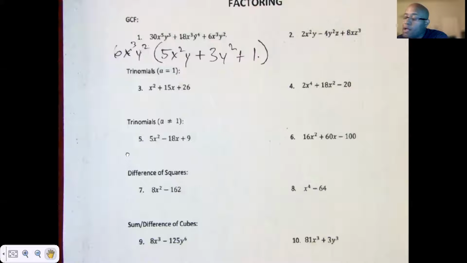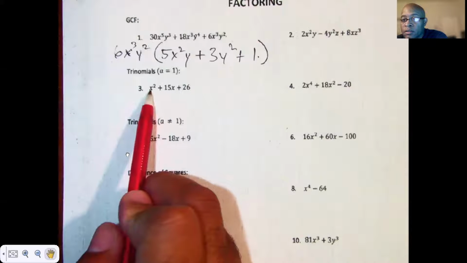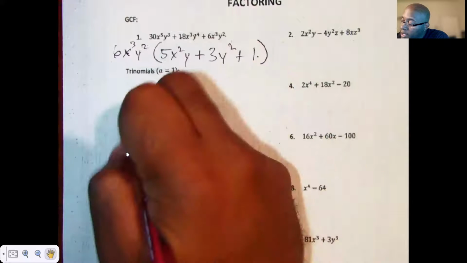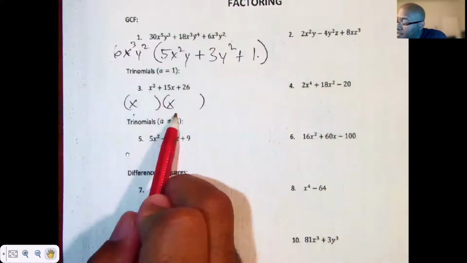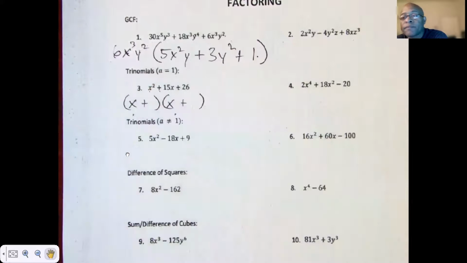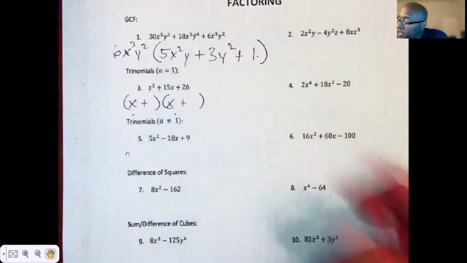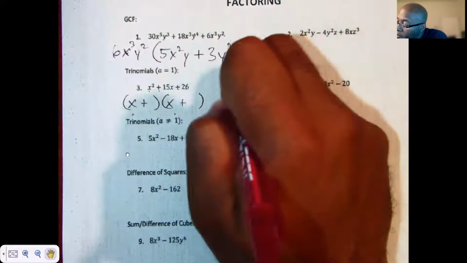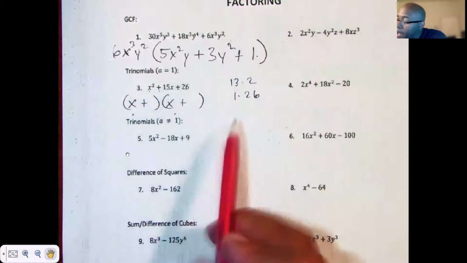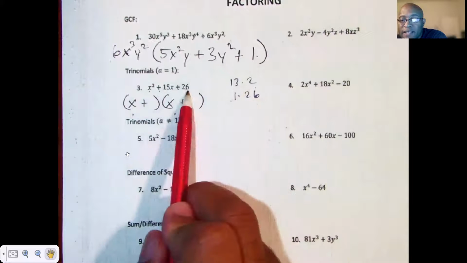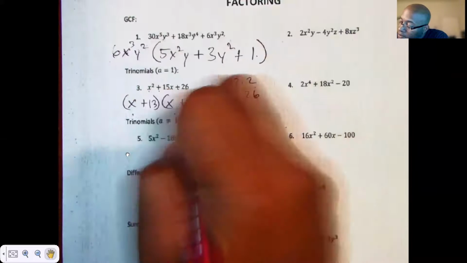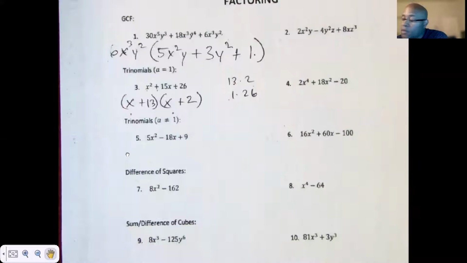All right. Let's talk about trinomials where the first term is 1. So again, x times x is x squared. I see a plus and a plus here, so that's a plus and a plus there. What are my factors of 26? My factors of 26 are 13 times 2, 1 times 26. Which pair do I multiply to get 26, but yet I add them to get 15? 13 and 2. That's my factored binomials. That's my answer.